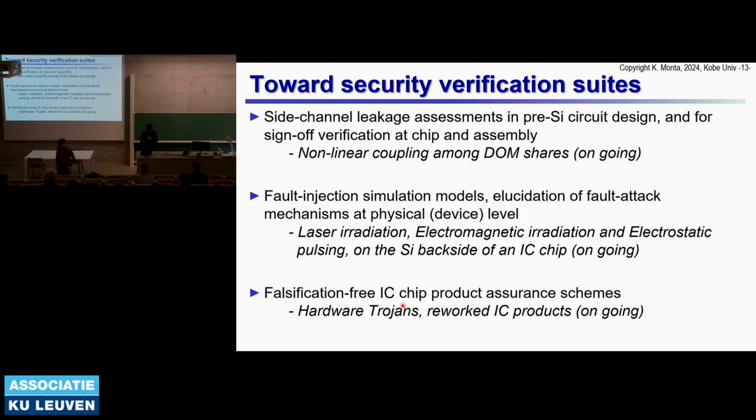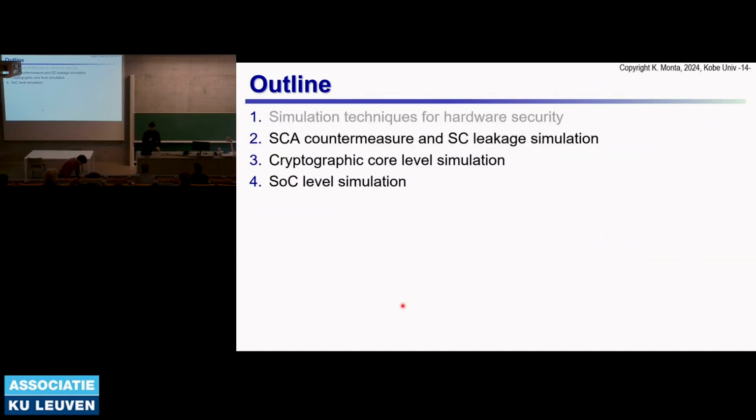Thank you. I'll talk about the ongoing work on the new trials I'm now doing for side channel analysis, countermeasure, and side channel leakage. First, I'll talk about the relationship between side channel analysis, countermeasure, and side channel leakage simulation. After that, I'll detail the flow for the cryptographic core level simulation and also the SOC level simulation.